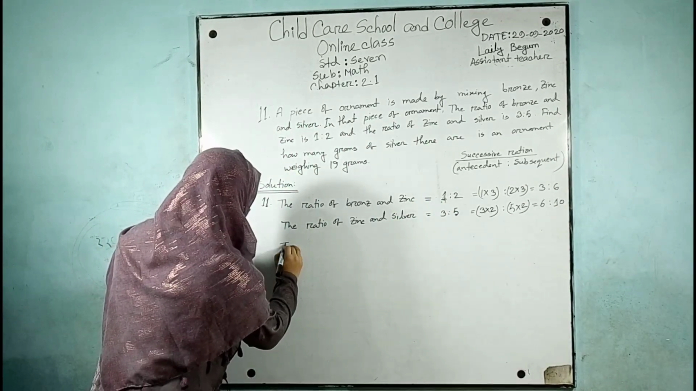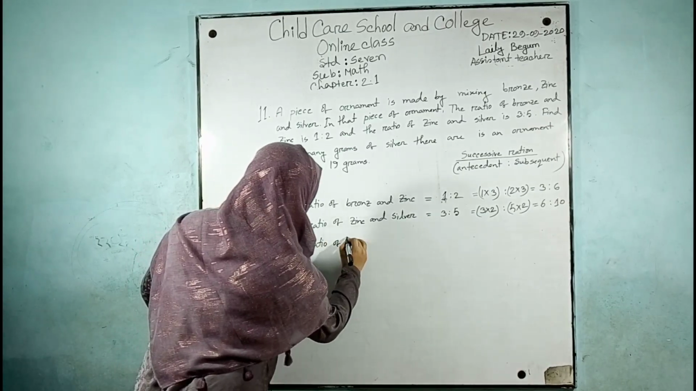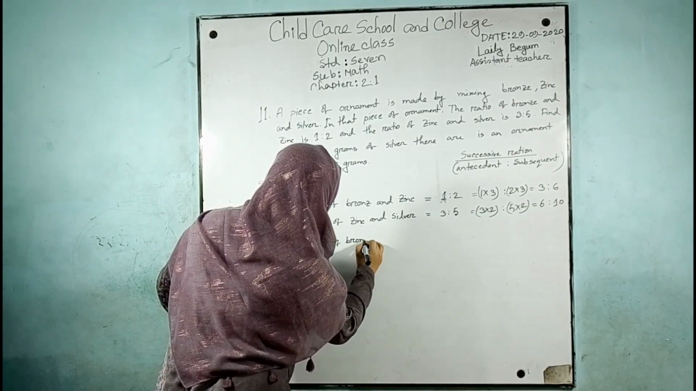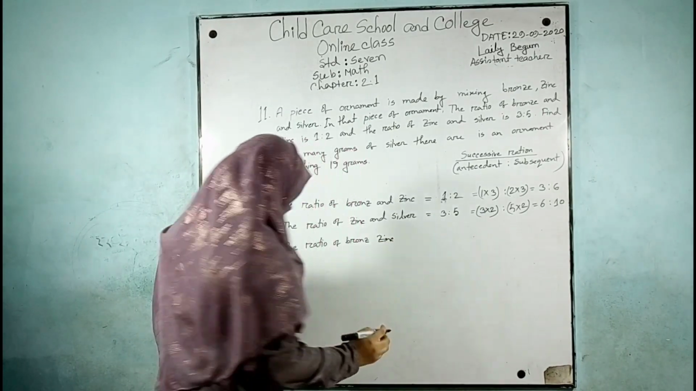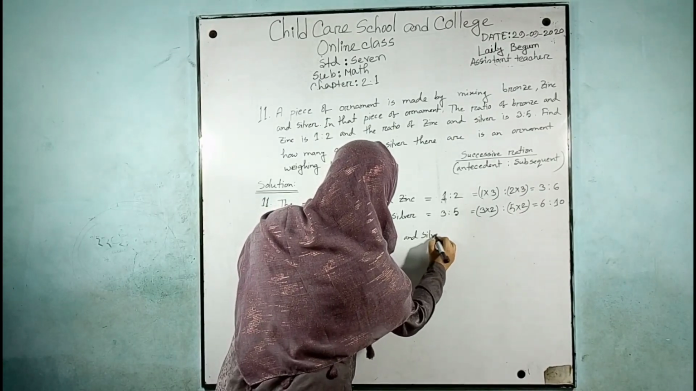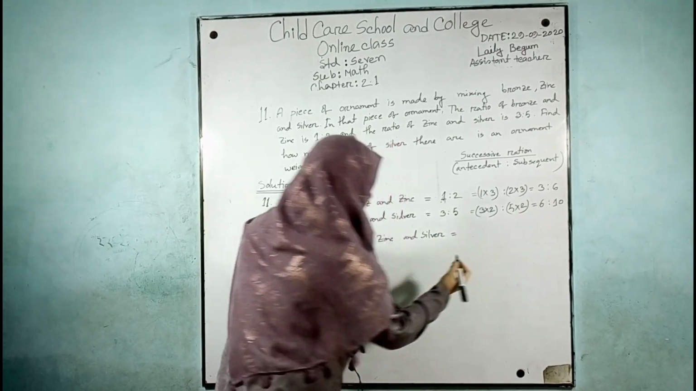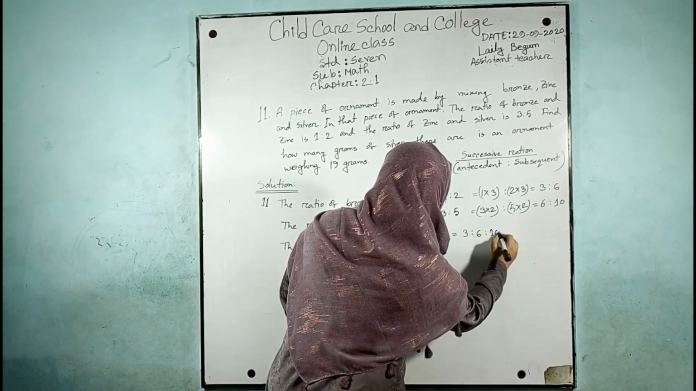The ratio of bronze, zinc and silver equals 3:6:10.